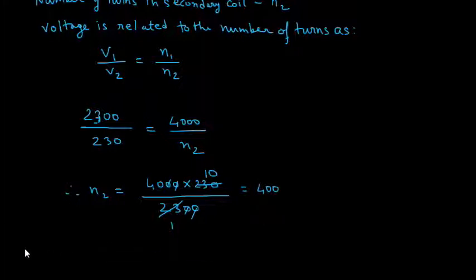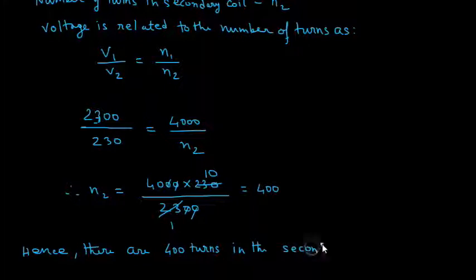So hence, there are 400 turns in the secondary winding. Let us see the next problem.